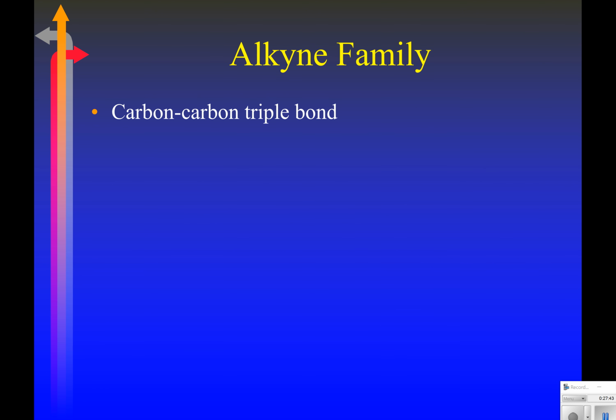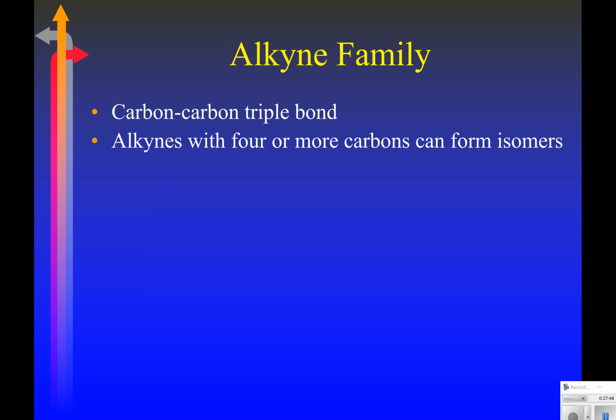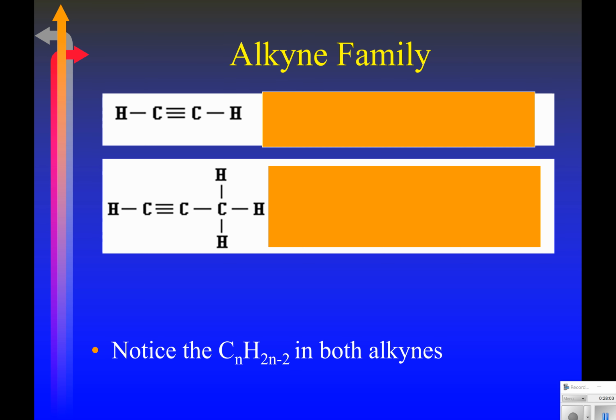Now the last one for today is the alkyne family. If it's part of the alkyne family, it's going to contain a triple bond. Now, just like the alkenes, if we have 4 or more carbons, we can form isomers. And the general formula for an alkyne is going to be CnH2n minus 2. So similar to an alkane, but it's minus 2 instead of plus 2. And alkynes will always contain a triple bond somewhere in their structure.